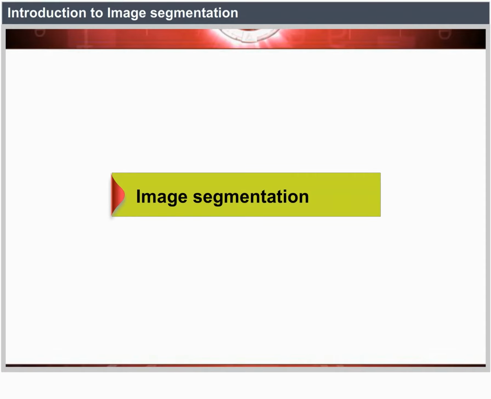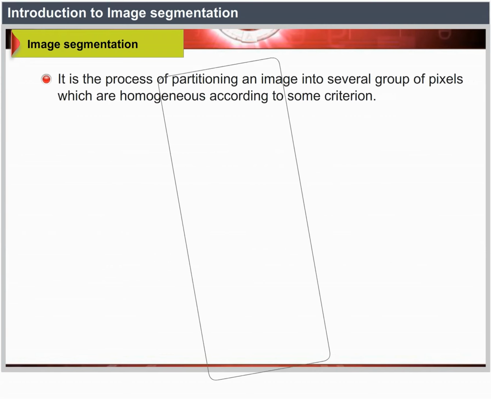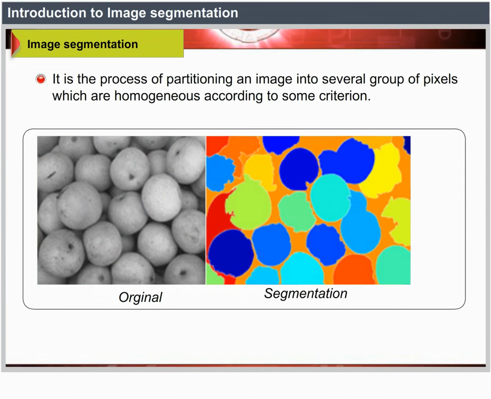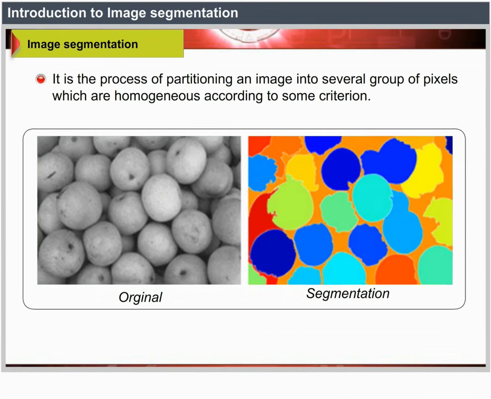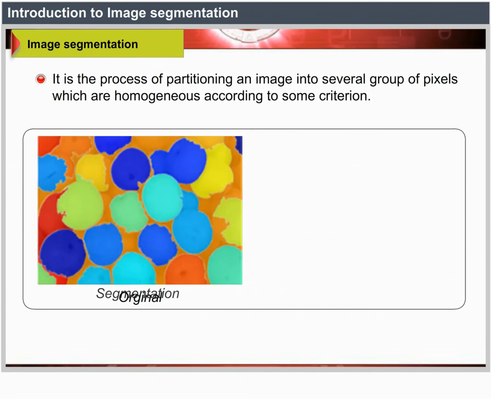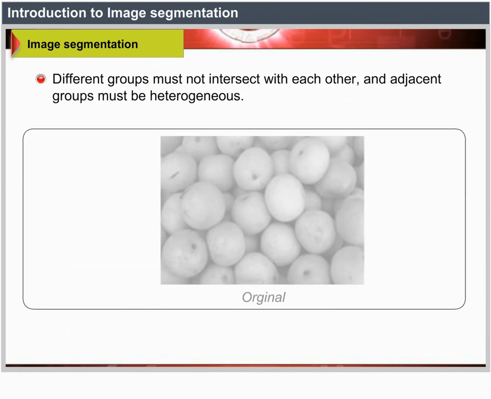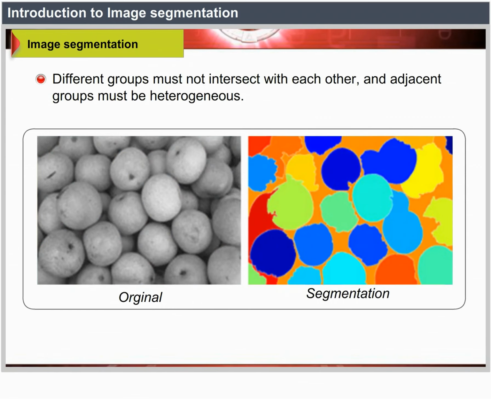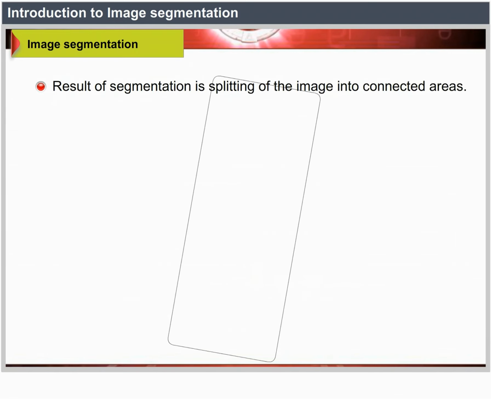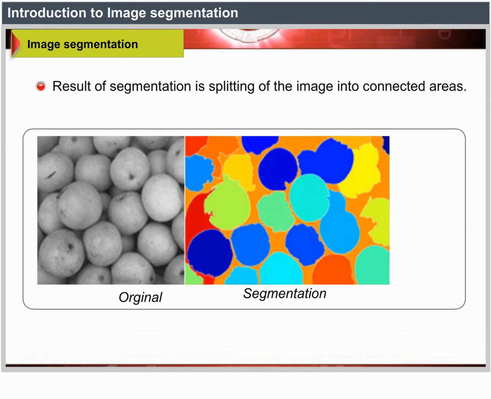Introduction to image segmentation. Image segmentation is the process of partitioning an image into a group of pixels which are homogeneous with respect to some criterion. Different groups must not intersect with each other, and adjacent groups must be heterogeneous. The result of segmentation is the splitting of the image into connected areas.